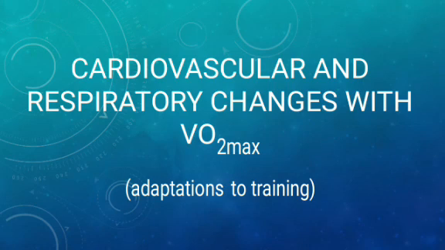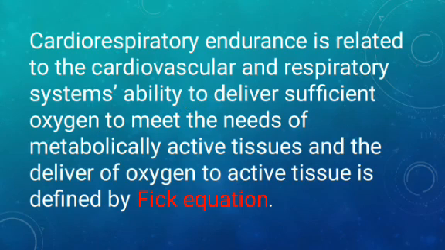Today's discussion will be on cardiovascular and respiratory changes with VO2max. So, cardiorespiratory endurance is related to the cardiovascular and respiratory system's ability to deliver sufficient oxygen to meet the needs of metabolically active tissues, and the delivery of oxygen to active tissue is defined by Fick's equation.